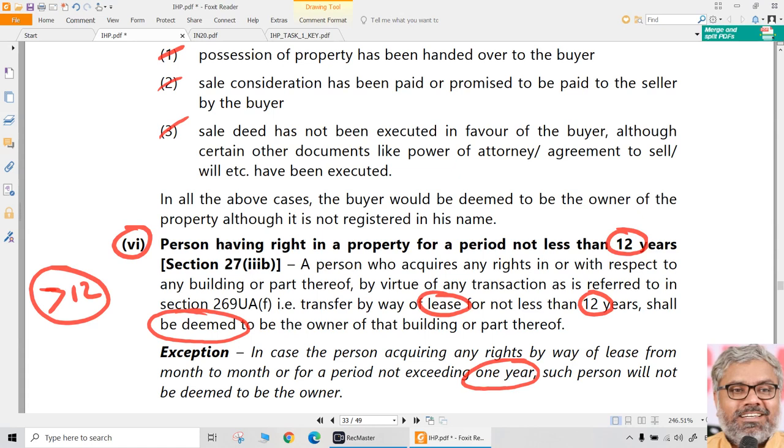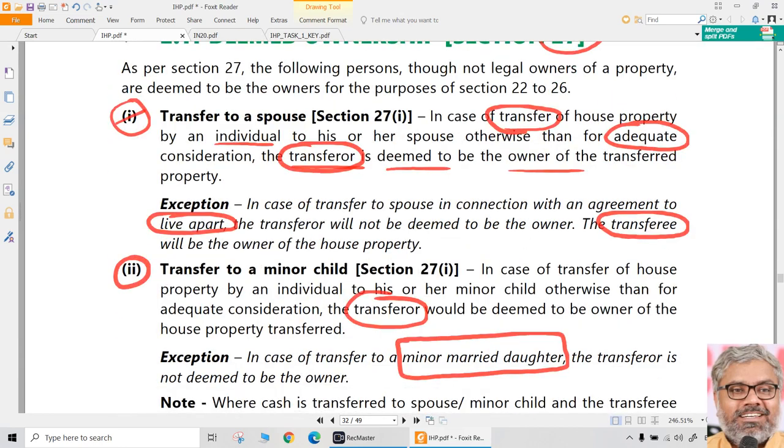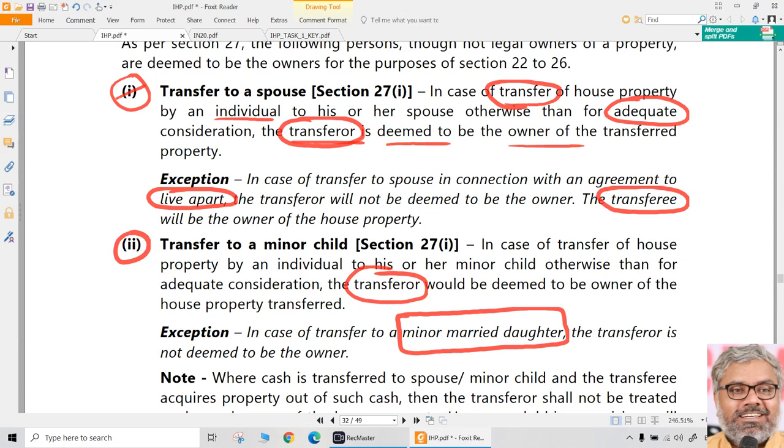So no problem. Practically, nobody will give a lease of more than 12 years in general. If it is given, you can consider that the lease is just a sham, and it is basically a transfer of property. The lessee or the tenant will be the owner of the property in that case. So these are the 6 cases where there is deemed ownership under section 27. Theory question, very important, definitely yes. But you have to write at least 2-3 lines about each of them.